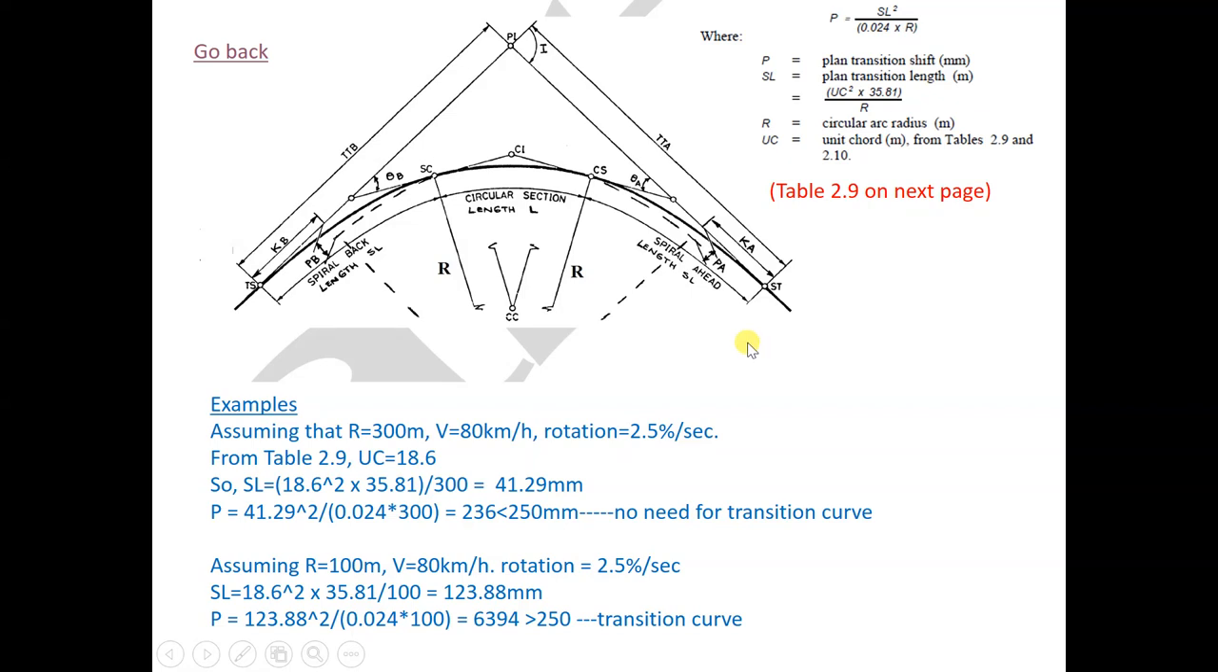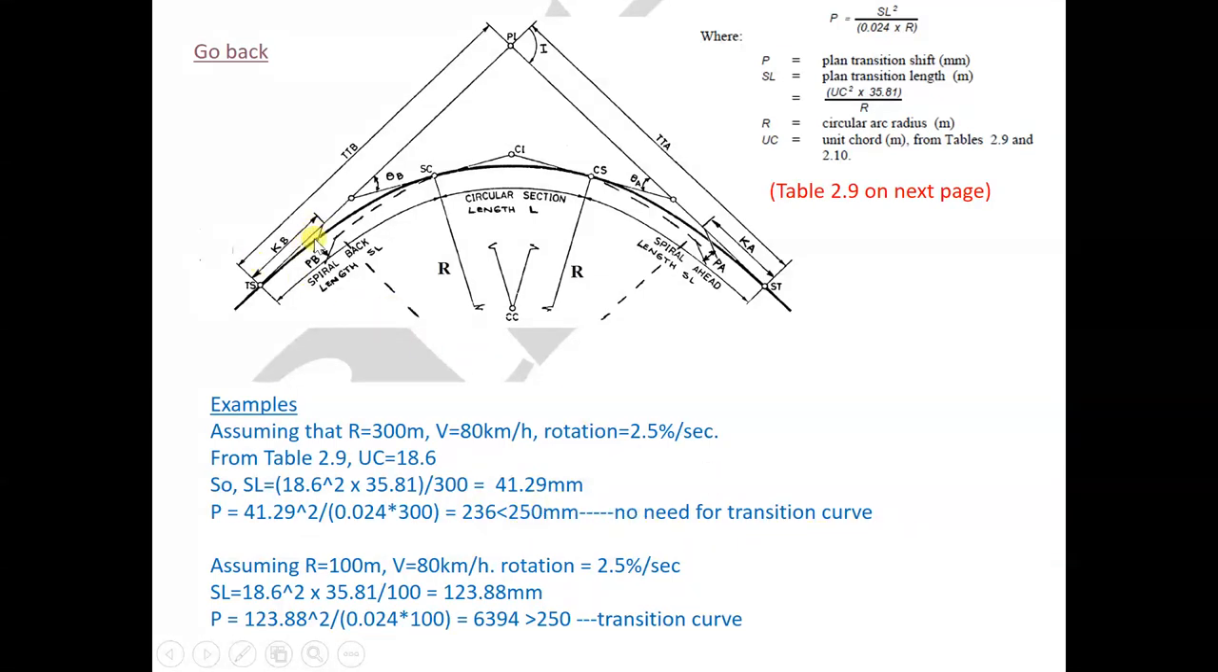Okay. I think this one I've shown an example as well. Let's assume that the radius is 300, and the velocity is at t, rotation is 2.5%. From the table, 2.9. Just now the table I showed you, the UC equals 18.6, and you find that the SL equals this much, 41.29. So the P equals 236, which is less than 250. So no need for a transition curve.